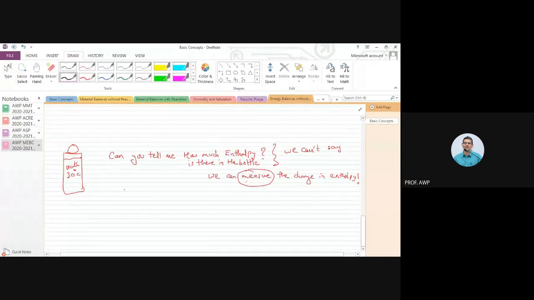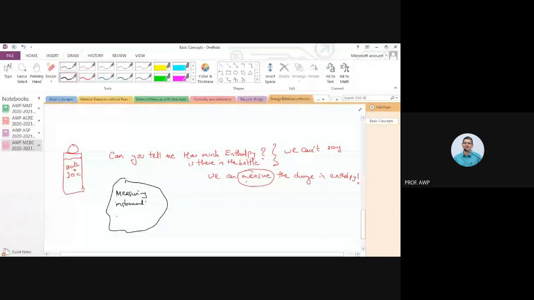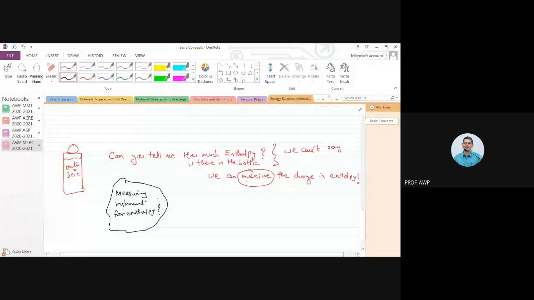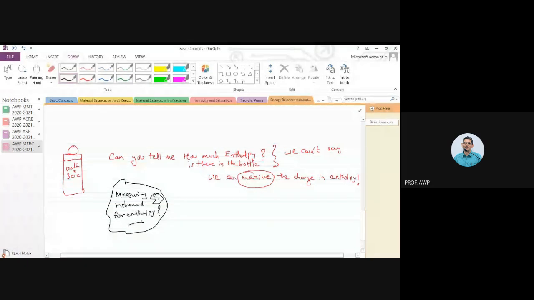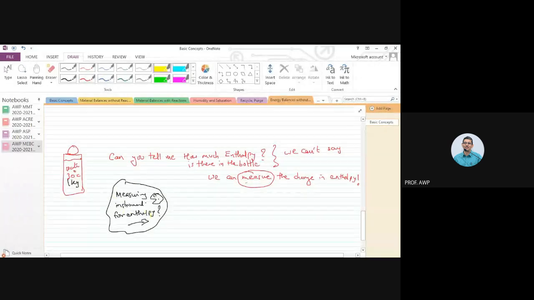Do we have a measuring instrument for enthalpy that I will measure? I will keep this bottle in that instrument and I will raise the temperature from 30 degrees centigrade to 40 degrees centigrade, and that measuring instrument will tell me I have added, let's say, for 1 kg of water, 10 kilocalories of enthalpy. So we do not have a measuring instrument for enthalpy.